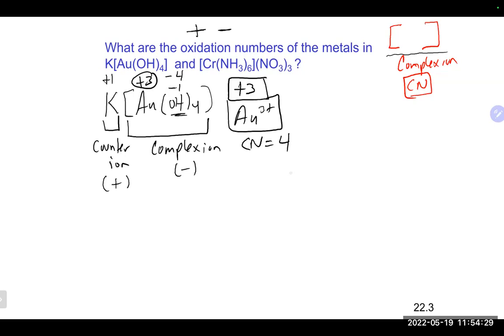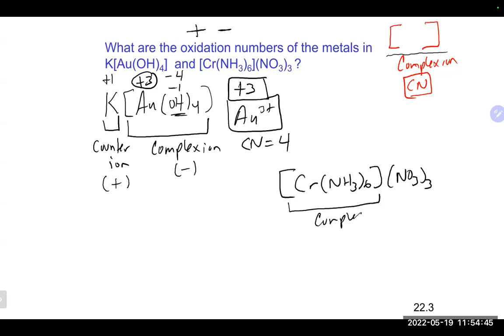Looking at our second one here, we see [Cr(NH3)6](NO3)3. Once again, the guy in the bracket there is going to be our complex ion, and it comes first, which means it should be positively charged. And this guy here then would be our counter ion. That is going to be negative in this case.